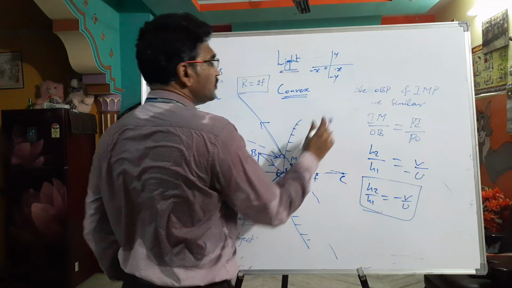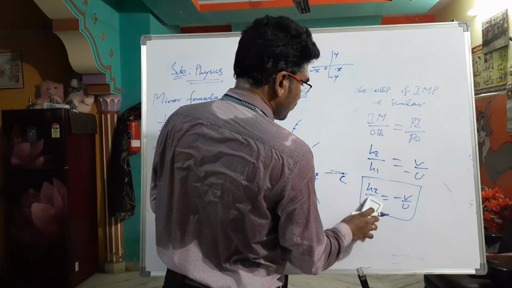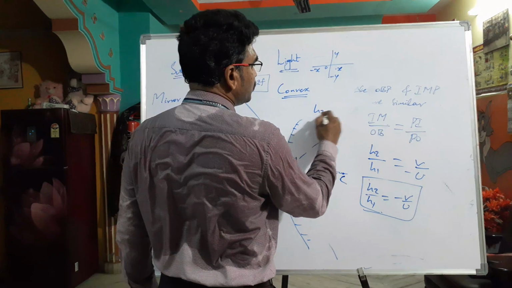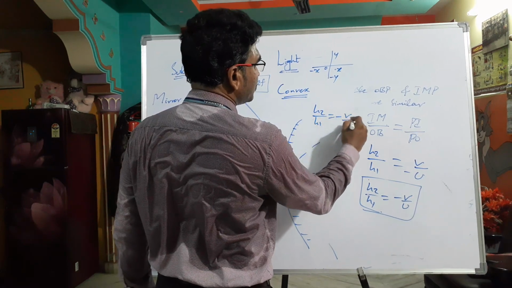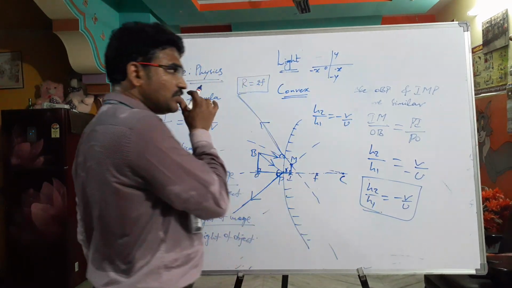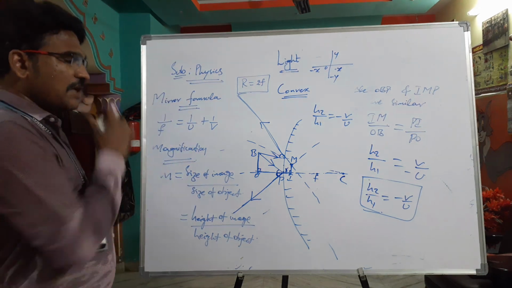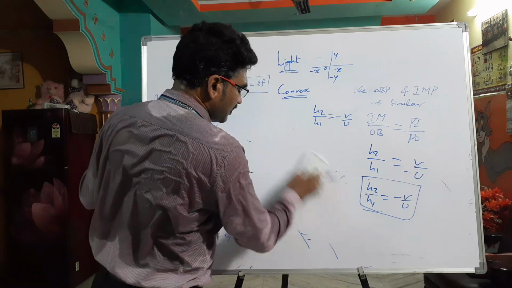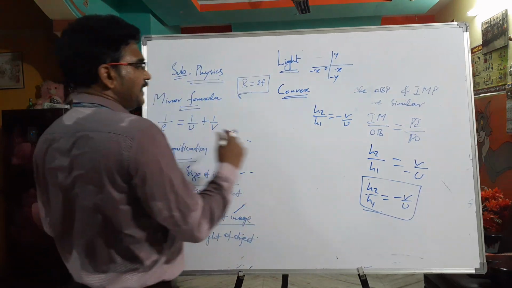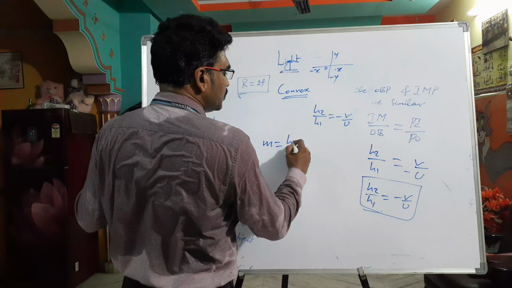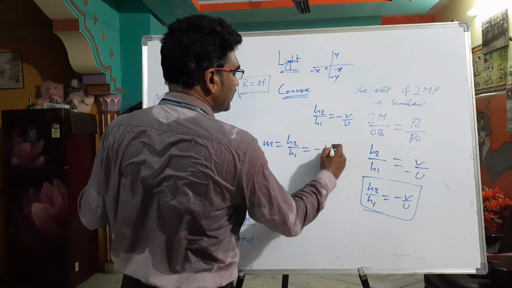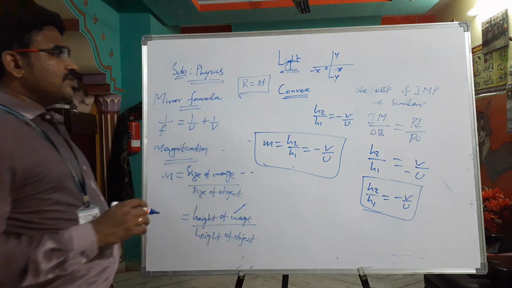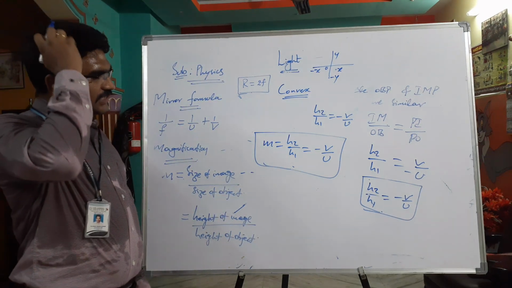For concave mirror also we got H2 by H1 is equal to minus V by U. For convex mirror also we got H2 by H1 is equal to minus V by U. So finally we can say M is equal to H2 by H1 is equal to minus V by U. This is the final formula.